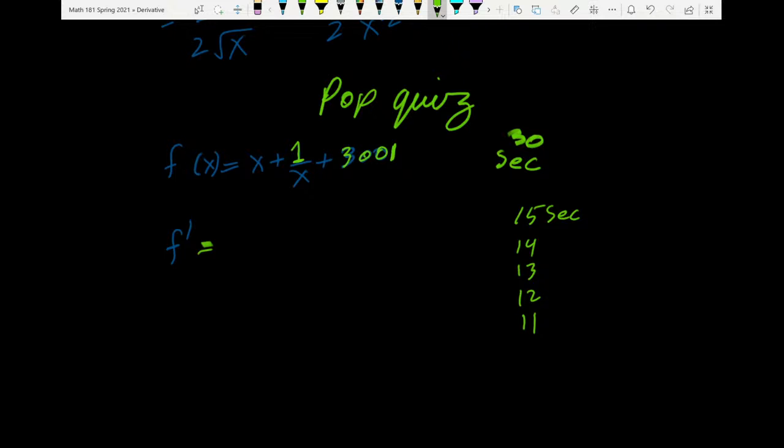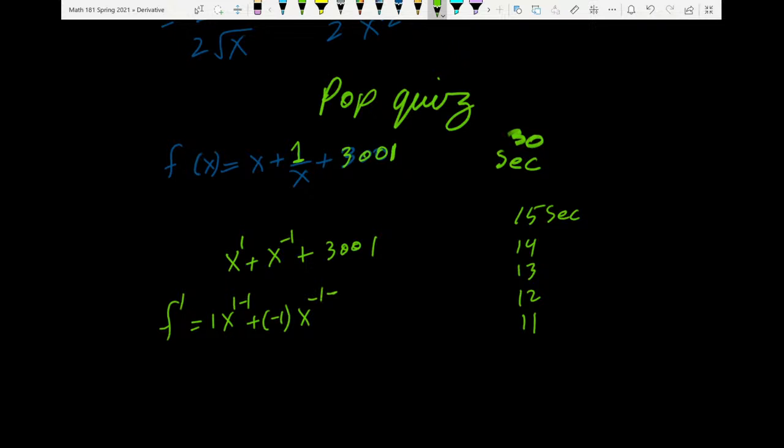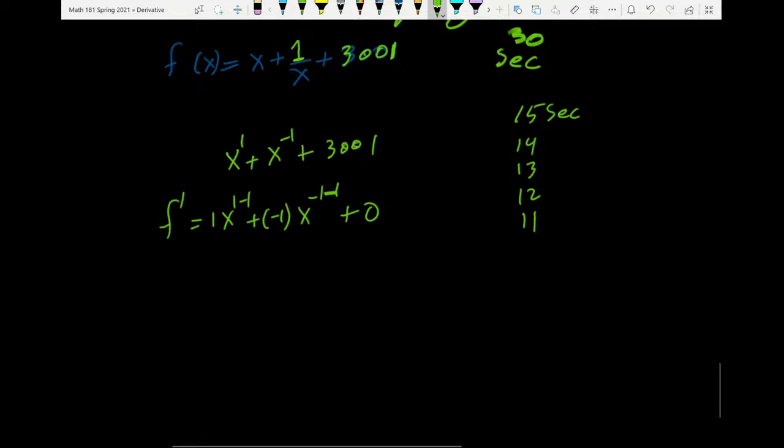Let's look at the answer. As in x to the 1 plus x to the negative 1 plus. So f prime would be 1 times x to the 1 minus 1. Negative 1 x to the negative 2. I'm sorry. Minus 1 plus 0. This becomes what? 1 minus 1 over x squared.